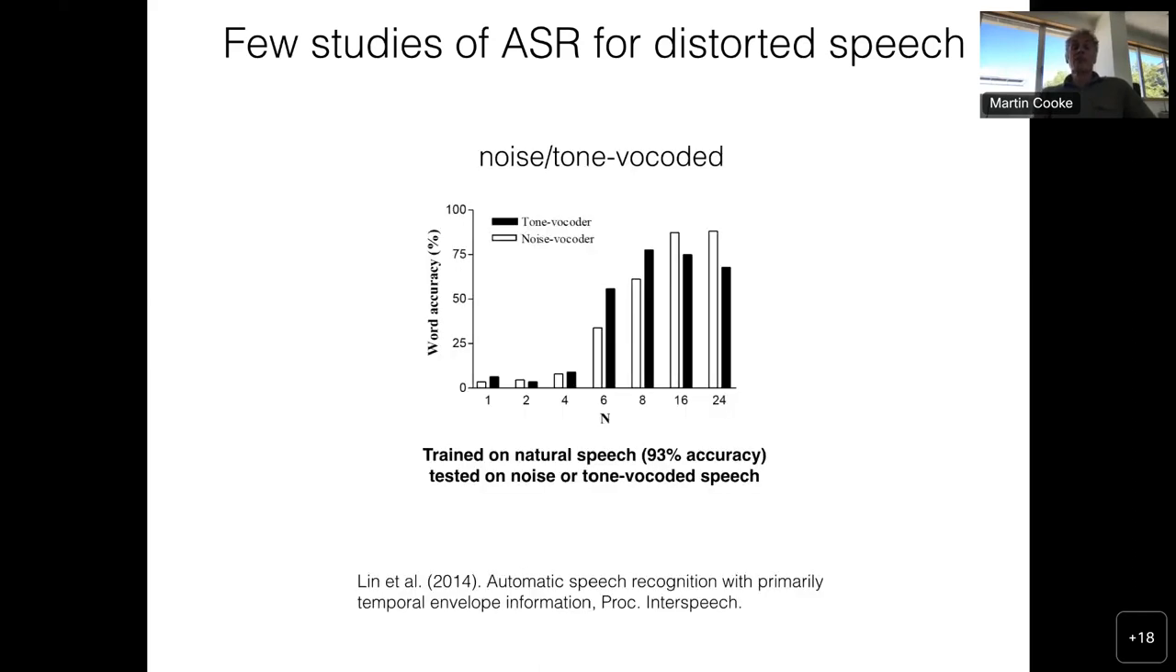There's also a more recent study looking at noise and tone vocoded speech. And we see the results here. So this was a recognizer that was trained on natural speech, had 93% accuracy. Again, it was an HMM recognizer. And this is the number of bands or channels in the noise vocoder. Of course, as you increase the number of channels in a noise vocoder, it increasingly looks like normal speech. So you'd expect to see recognition improve. And indeed, we do see recognition improve. But recognition is still very low for four bands, where humans are getting pretty good scores with noise vocoded speech.